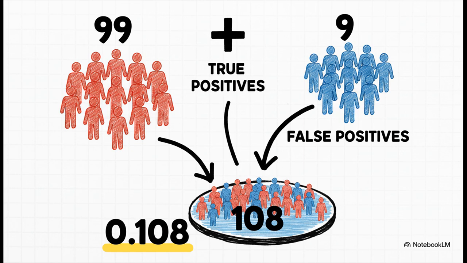And finally, we need that reality check, the normalizing factor, P(B). This is just the total chance of anyone getting a positive test for any reason. So we have to add up the 99 people who are sick and tested positive and the 9 people who are healthy but still tested positive. That gives us a total of 108 positive tests out of the 1,000 people. So that's a probability of 0.108.